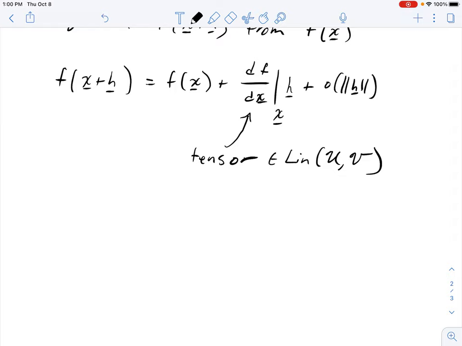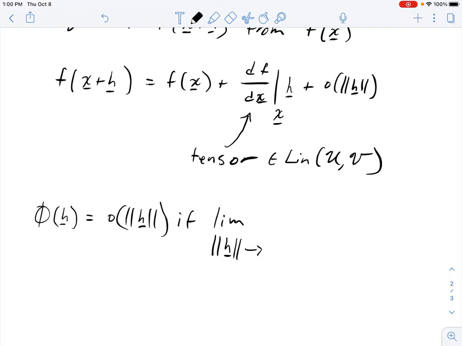So a function phi of h is little o of h if the limit as h goes to zero of phi of h over the magnitude of h is equal to zero.